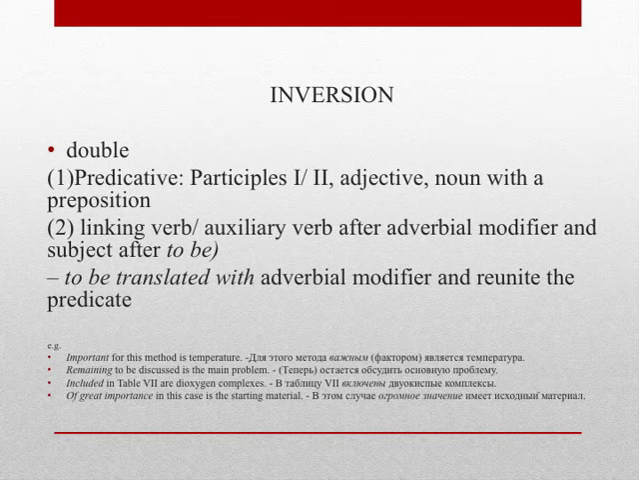And the linking verb or the auxiliary verb is positioned after a verbal modifier and after the subject, after the verb to be. Yes? This type of inversion should be translated with that verbal modifier, and we have to translate the predicate together. That's to unite the linking verb and the predicative. So that may sound a little bit complex, but you can look at the examples and see what I mean.